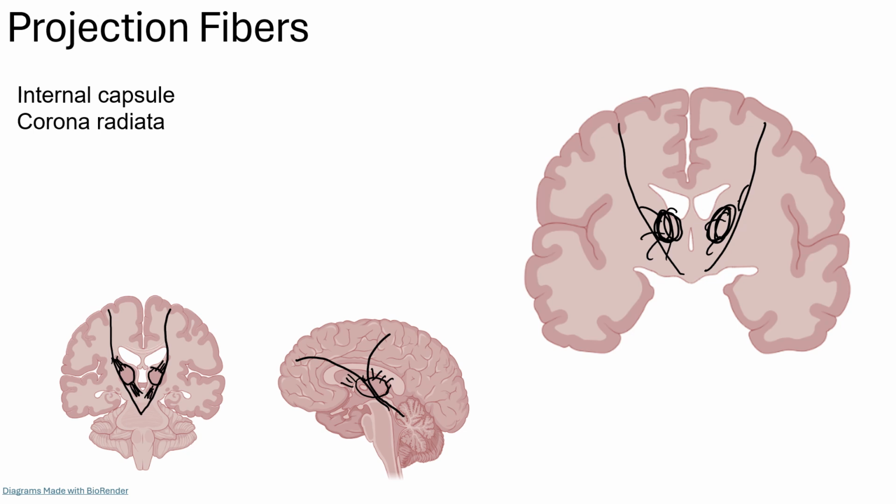So this internal capsule, the fibers are very close to each other, right? Contained within a little like pipe or tubing. But these areas, the basal nuclei, they control really precise movements. So they need really quick communication. And that's why these fibers, even though very short, are myelinated.